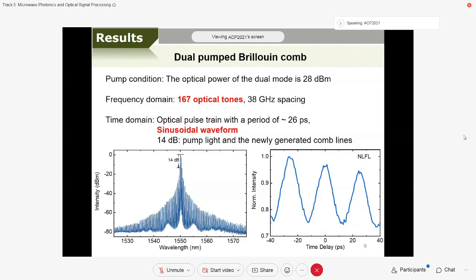Then, here is the dual-pumped Brillouin comb generated in the fiber loop when the pump power is 28 dBm. From the optical spectrum, we can see that the Brillouin comb has 167 optical tones with 38 GHz spacing. Besides, the optical pulse train has a period of 26 picosecond and the sinusoidal waveform. Reason for the sinusoidal waveform is the intensity ratio of 14 dB for the pump light and the newly generated comb lines.